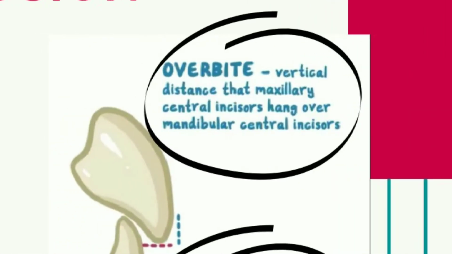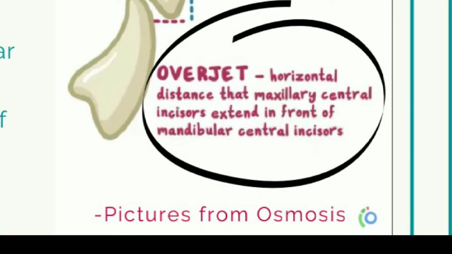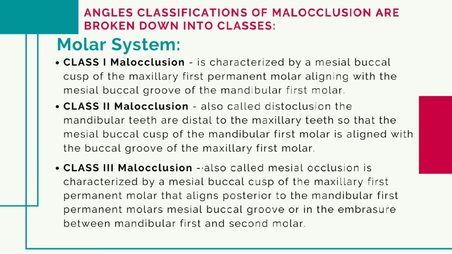This produces a normal small overbite, which refers to the vertical distance that the maxillary central incisors hang over the mandibular central incisors. It also produces a normal small overjet, which refers to the horizontal distance between the maxillary central incisors and the mandibular central incisors. Angle's classifications of malocclusion are broken down into classes.